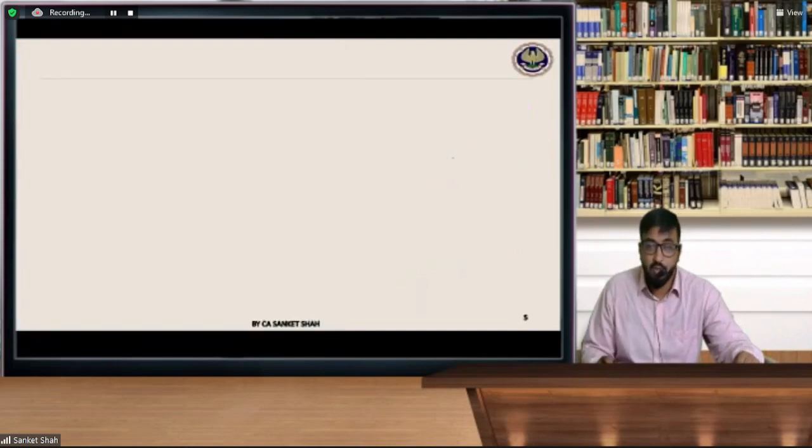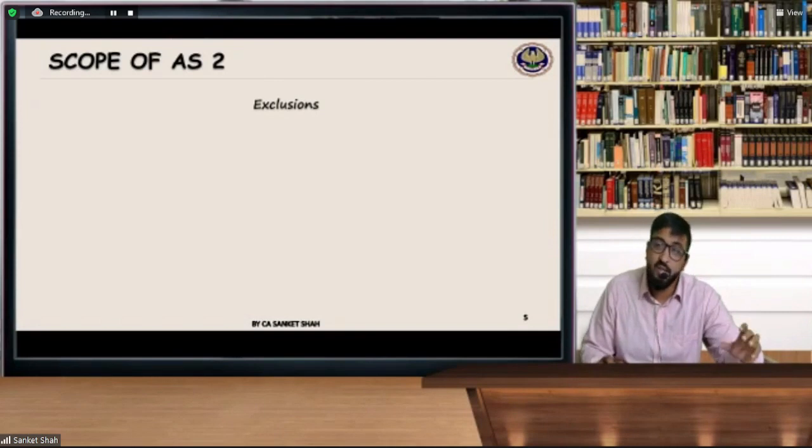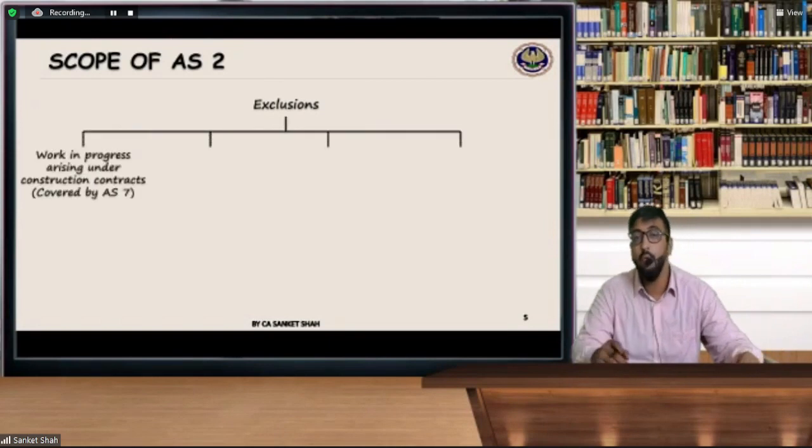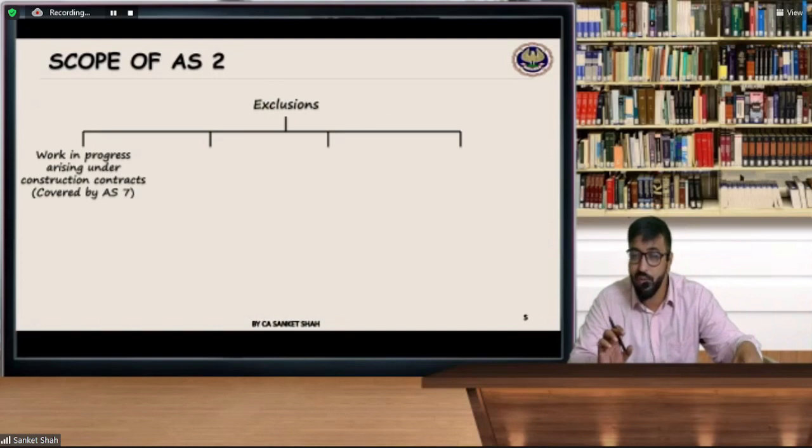Scope of S2. So beta, scope means it is included for every inventory but it is excluded, so don't apply this accounting standard to what, work in progress, WIP. So beta, this standard is applicable for work in progress. Work in progress means which is not a finished goods, which is partly semi finished goods, we called it as semi finished goods, is called as work in progress.